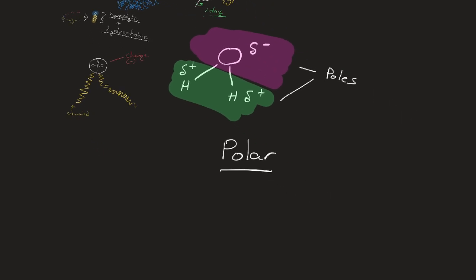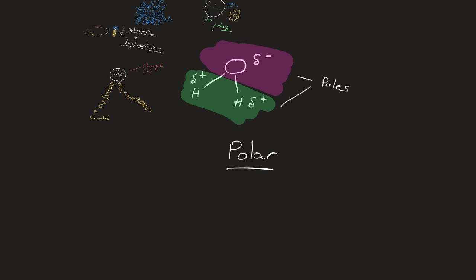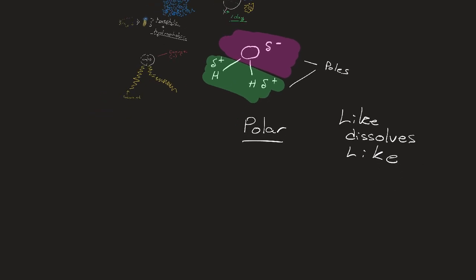And we remember the rule, or at least we should remember the rule that I told you, make sure you write it down and put it on the index card because it's so important. Like dissolves like. So polar dissolves polar and ionic. If they dissolve each other, they mix with each other. If they mix with each other, they love each other.